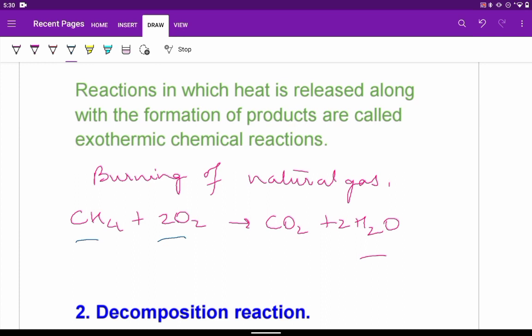This is an exothermic reaction. I am not saying that this is a combination reaction. This is exothermic, as I have written here. This particular example is of an exothermic chemical reaction in which heat is produced, heat is released along with the formation of products. So please take care students, this is the example of an exothermic chemical reaction. Methane plus O2, this is the balanced one, so CH4 plus 2O2 gives CO2 plus 2H2O. This is the burning of natural gas. Exothermic chemical reaction, heat is produced.